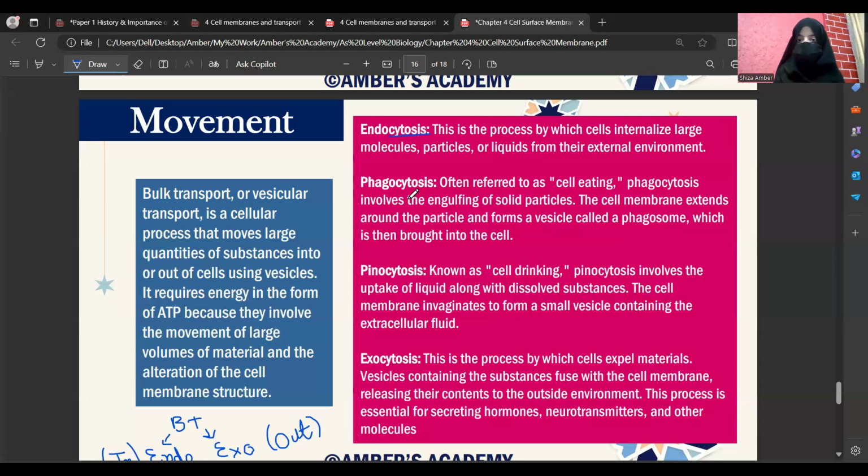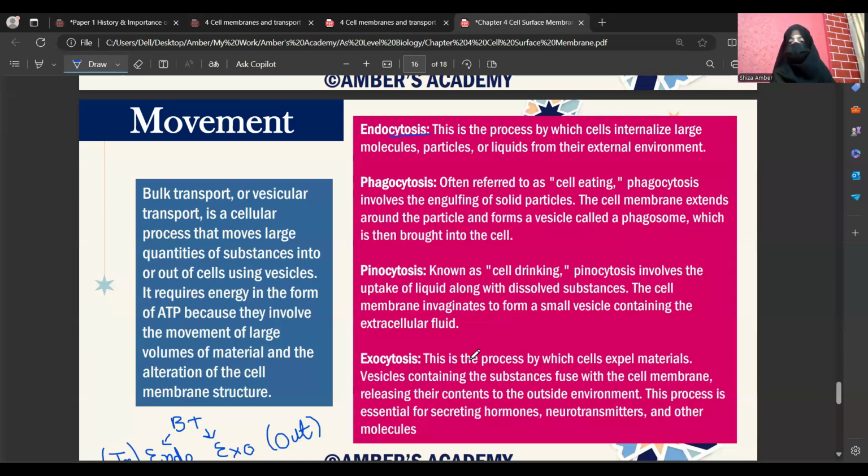So in phagocytosis, your cell membrane is going to extend around the particle. It is going to form a vesicle, and that vesicle is going to be known as phagosome, and it is then brought into the cell, okay? But when pinocytosis is concerned, the cell is again going to invaginate. It is again going to form a small vesicle which contains that extracellular fluid, and then the entire material is going to move inside the cell. So basically what I'm trying to say is that be it a solid particle or be it a liquid particle, in endocytosis or in exocytosis, the material is transported in form of vesicles, okay?